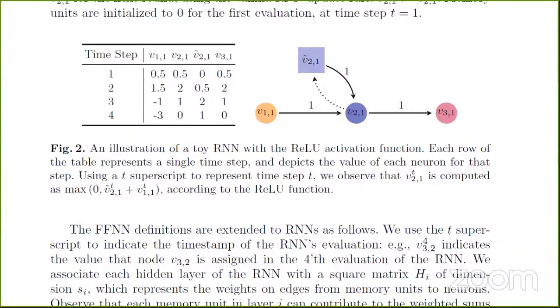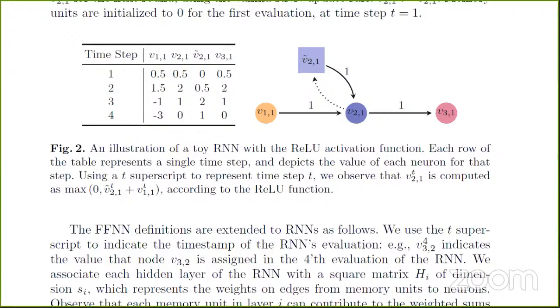So what happens at time step 3? The input is -1, so -1 gets propagated from this side. From the 21 tilde, 2 comes, 2 times 1 comes to this 21 neuron, and therefore the sum is 2 minus 1, which is 1. 1 is bigger than 0, so ReLU applied on 1 is 1, and therefore 1 is what gets propagated here to 31. So this was at time step 3.